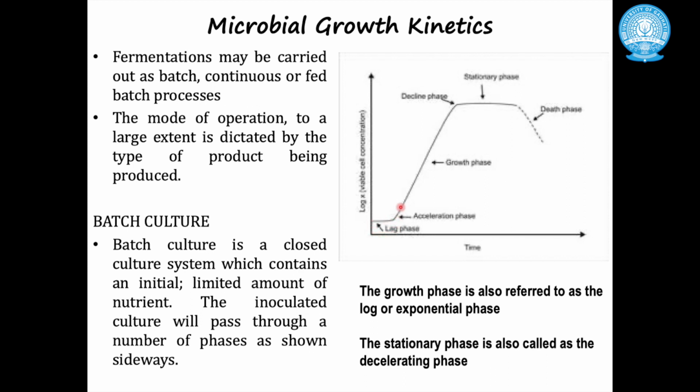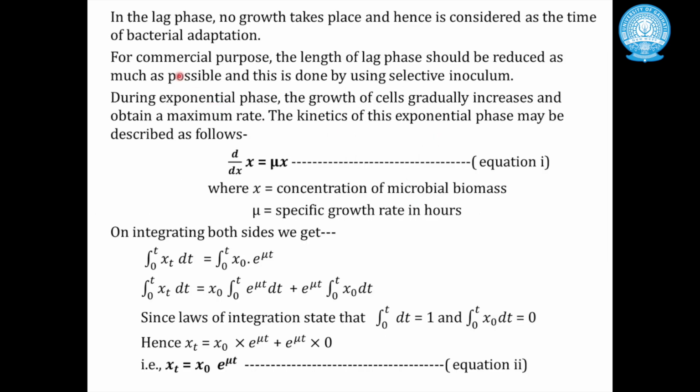And after that, there will be a burst of increase of respiration, a burst of increase of metabolic activity, and therefore you'll find huge growth, which is nothing but the log or exponential phase. For commercial purposes, the length of the lag phase should be reduced as much as possible, and this is done by using selective inoculum, because the longer the lag phase, the more time it will take for the bacteria to adapt to the environmental conditions. So for commercial, basically industrial purposes, it is desirable that the lag phase should be short enough so that you can get the product much faster and earlier.